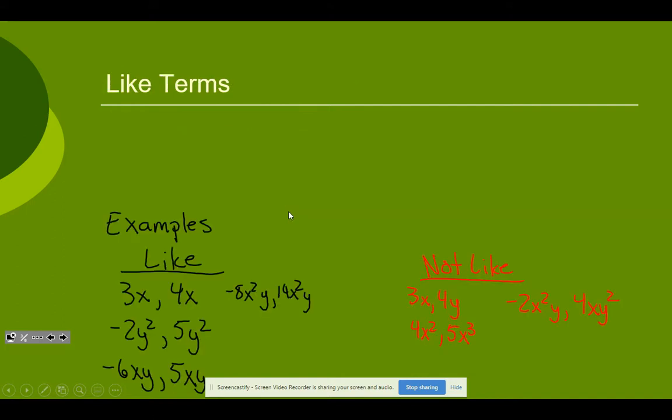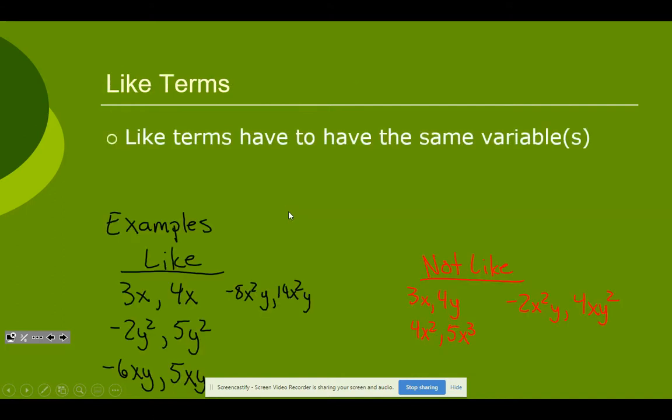Let's discuss like terms. As you can see below, I have a couple of examples of what like terms and not like terms should look like, but let's have a couple of rules to go along with them. The first thing is that like terms have to have the same variables. As you can see in my examples on the bottom, all four of them, we have 3x and 4x. They have the same variable.